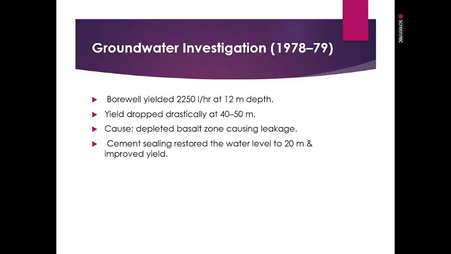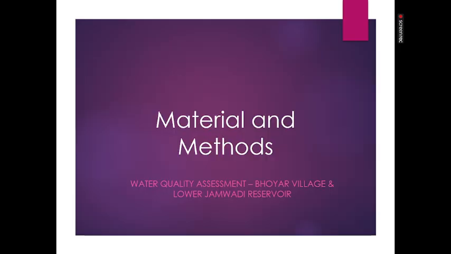The groundwater investigation in 1978-79: a borewell yielded 2250 liters per hour at 12 meter depth. Yield dropped drastically at 40 to 50 meters, caused by a depleted basalt zone causing leakage. Cement sealing restored the water level to 20 meters and improved yield.